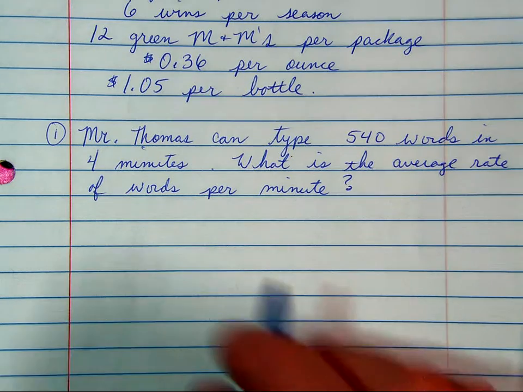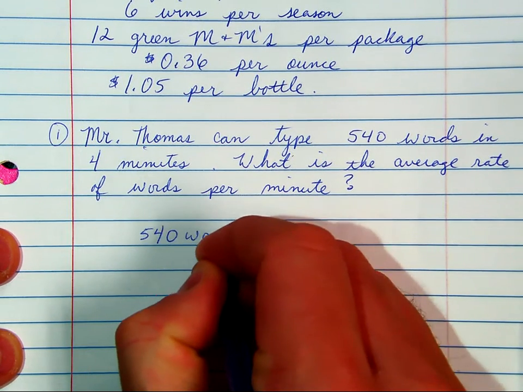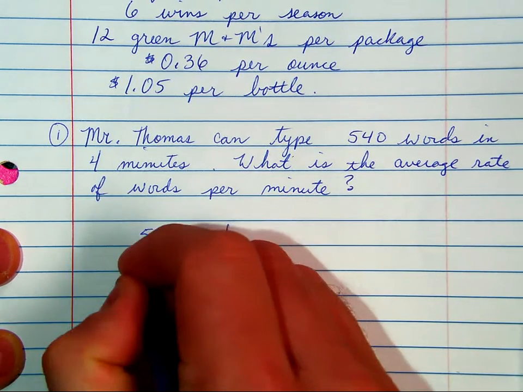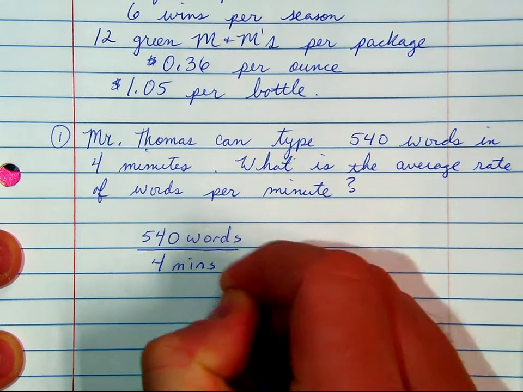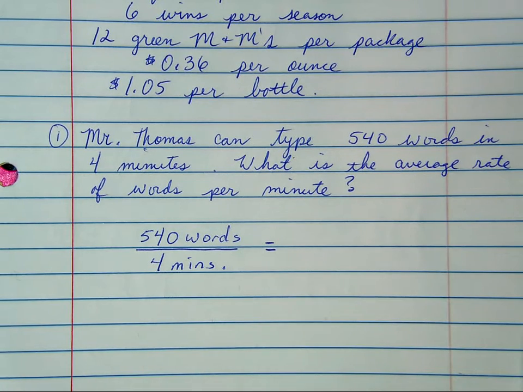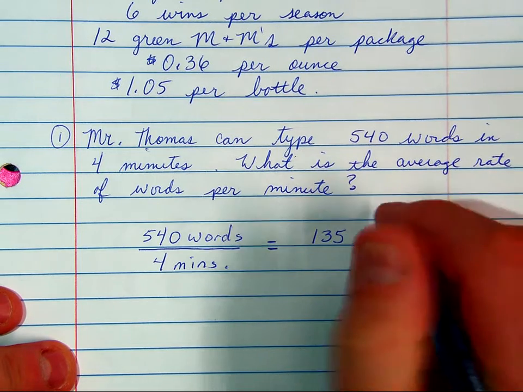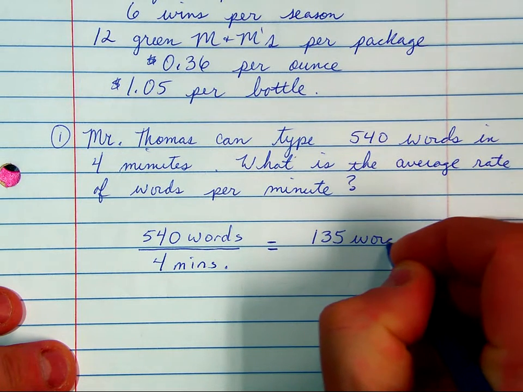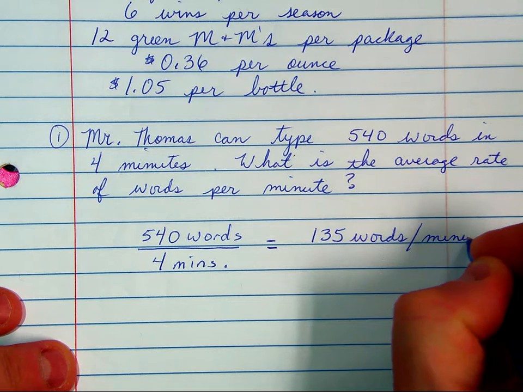So what we would do is take the 540 words, divide that by 4 minutes, and when you type it into your calculator, you will get 135 words per minute.